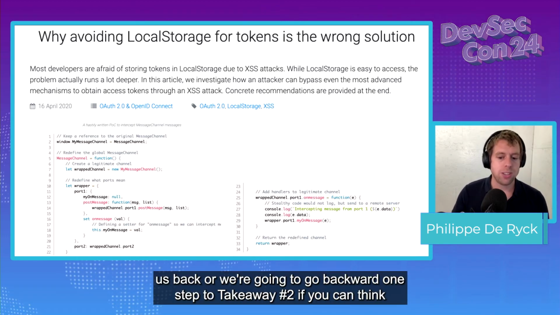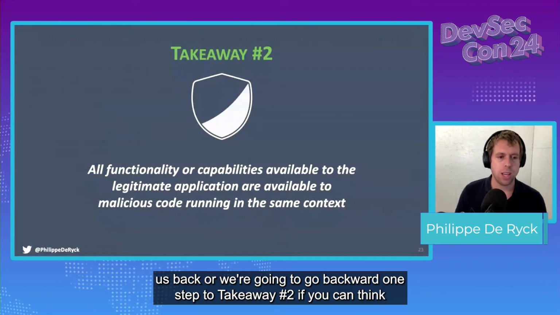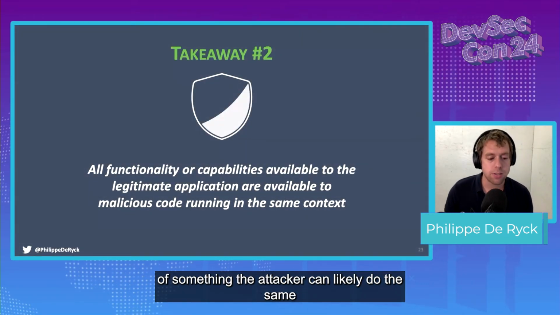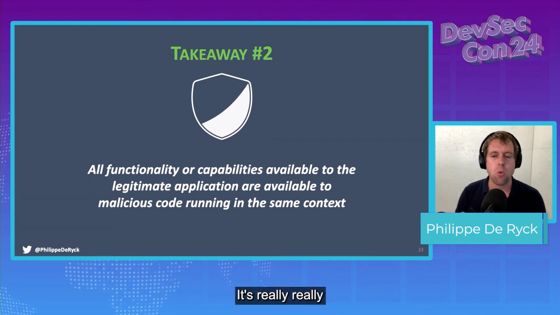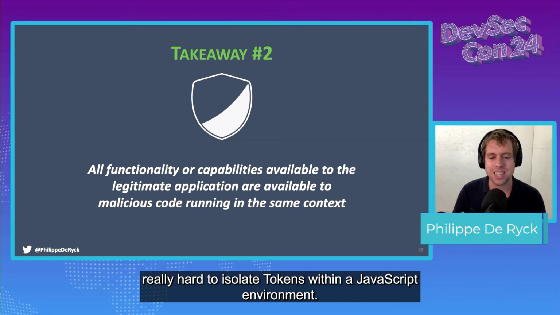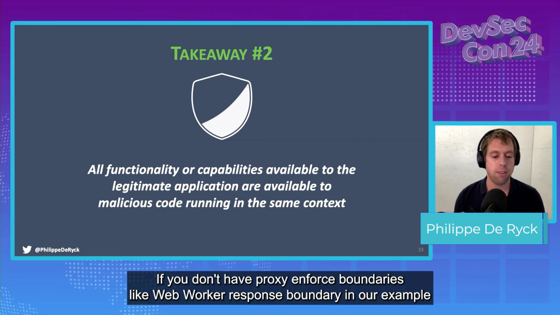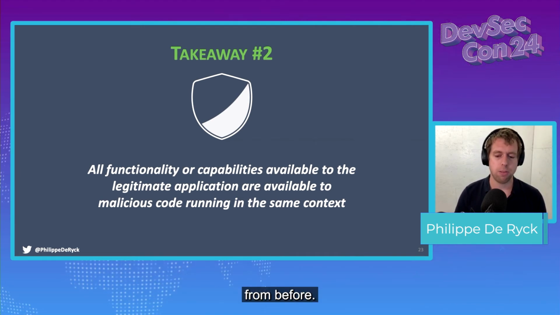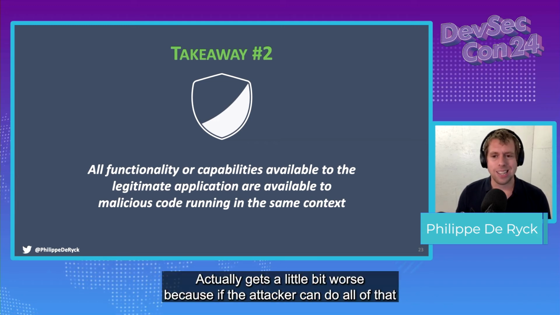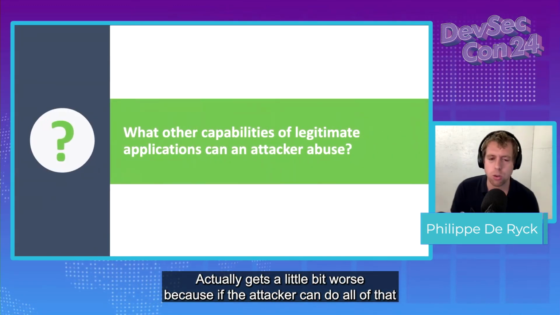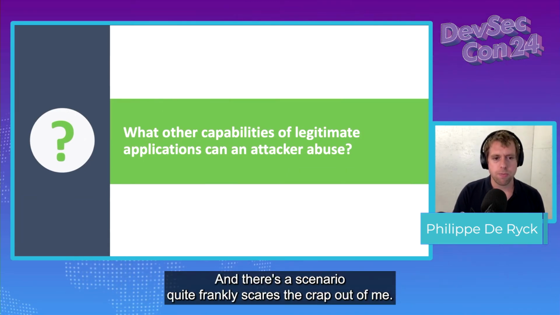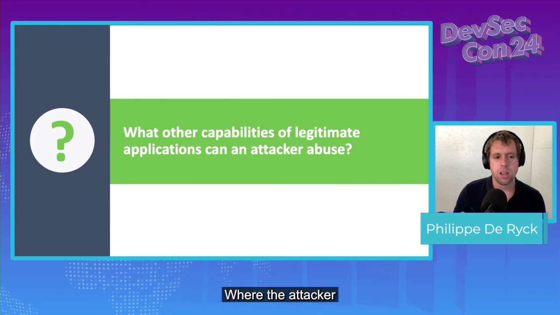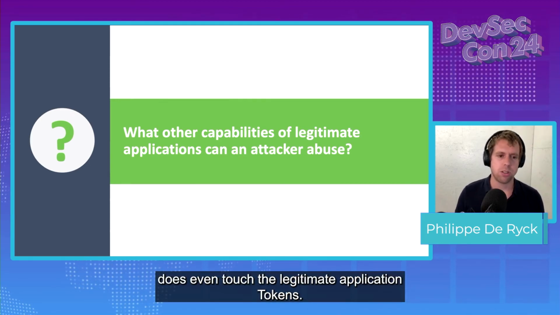So brings us back, we're going to go backwards one step to takeaway number 2. If you can think of something, the attacker can likely do the same thing in their code as well. It's really, really, really hard to isolate tokens within a JavaScript environment if you don't have browser-enforced boundaries like the web workers boundary in our example from before. It actually gets a little bit worse, because if the attacker can do all of that stuff, what else can they do? And there's a scenario that quite frankly scares the crap out of me, where the attacker doesn't even touch the legitimate application's tokens.